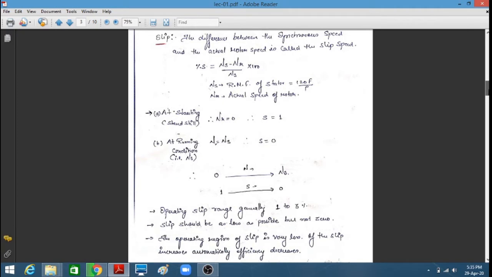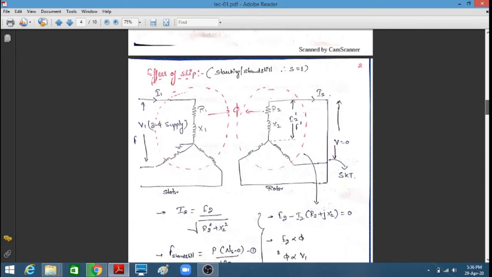The operating slip range generally varies from 1 to 3%, so the operating region of slip is very small, only 0.01 to 0.03 per unit. If the slip increases, efficiency automatically decreases. This we will see in our derivation. Now, let us see the effect of slip.